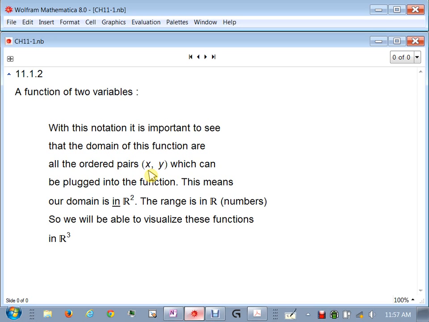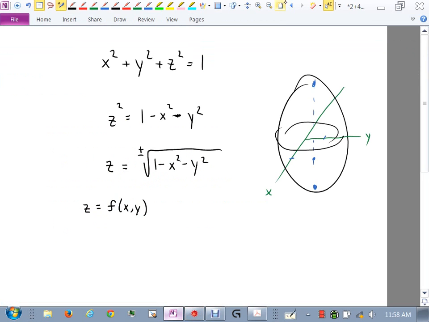In Cal 1, your input was always just a number, wasn't it? A single number. Now, the thing that you plug into the function is a point, an x and a y coordinate, an ordered pair. This means that the domain of the function is two-dimensional, right? You need two dimensions to represent what goes in, and you need one dimension to represent what comes out, because your z value spits out a number. So two dimensions for what goes in, one dimension for what comes out, which means we need three dimensions to visualize this.